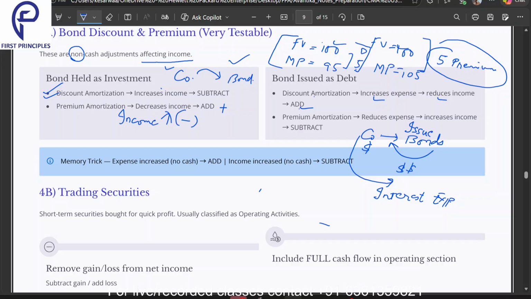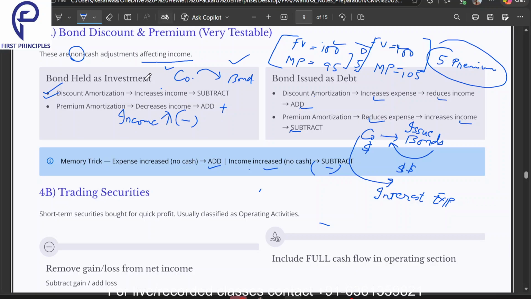Similarly for premium amortization, what will happen? My expenses are going to reduce, which is going to increase my income. If my income is getting unnecessarily increased, we need to subtract it. So memory trick, very simple. Expense increased, that means no cash is coming into the picture, we need to add it back. Income increased, no cash is coming into the picture, we need to subtract it.